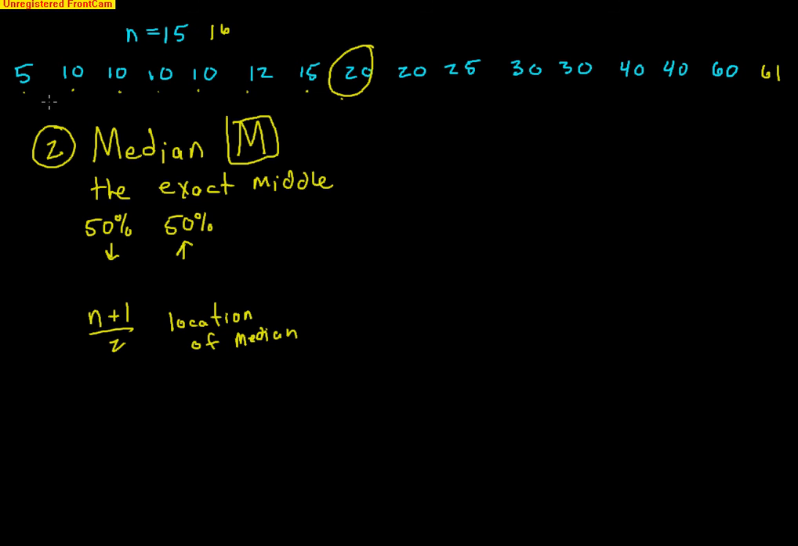So I would count 1, 2, 3, 4, 5, 6, 7, 8, 9. And here's 8.5. 8.5 would fall right here. So there's 8 values below it, 8 values above it. So it would be the average of these middle 2 values. Okay, I'll say that one more time.